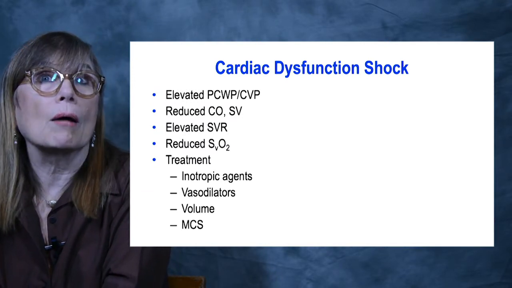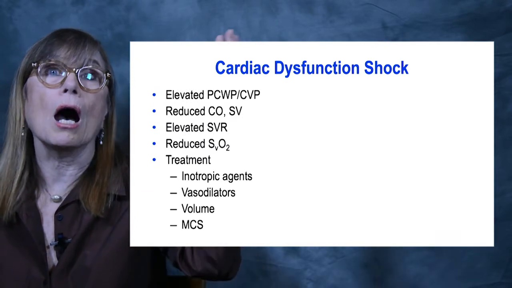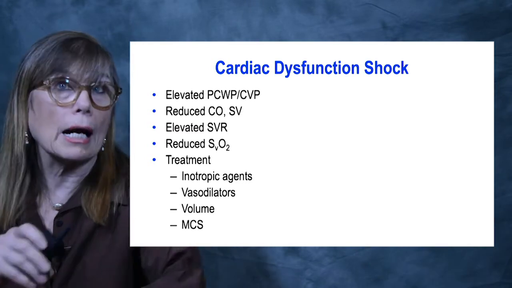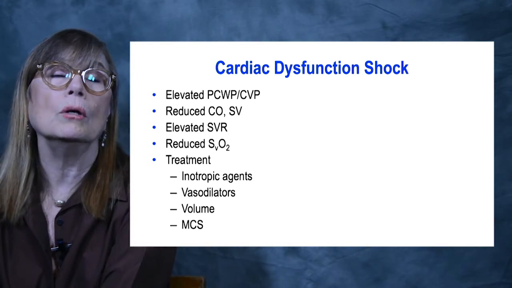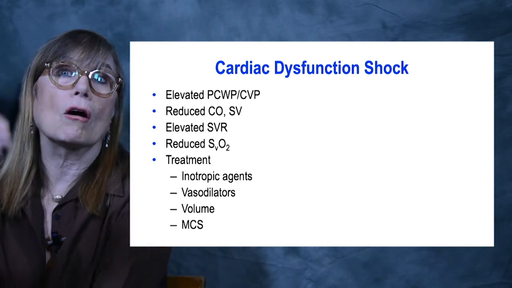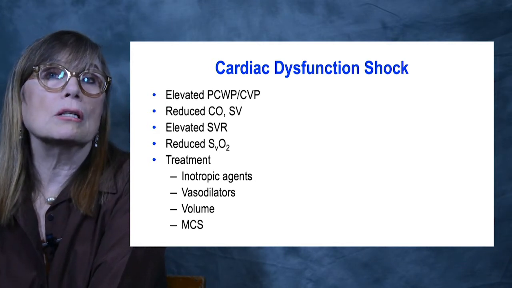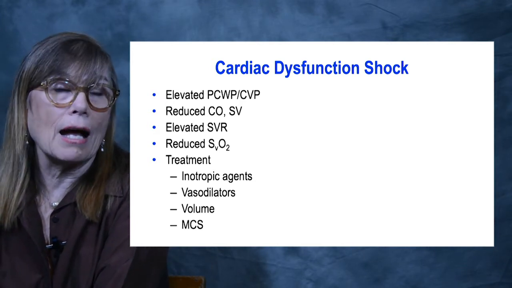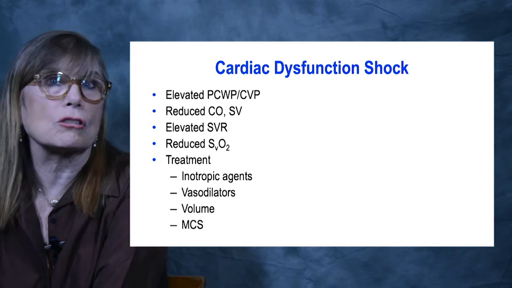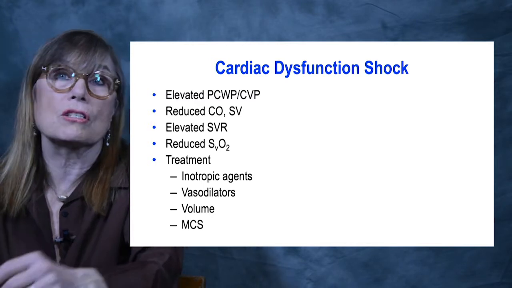And typically with that, we're going to see a wedge pressure or PAD up, CVP up, cardiac output down, stroke volume down, the calculated SVR is up, and the patient is going to be acidotic and using lots of the oxygen that's delivered to their tissues, but not enough is delivered.